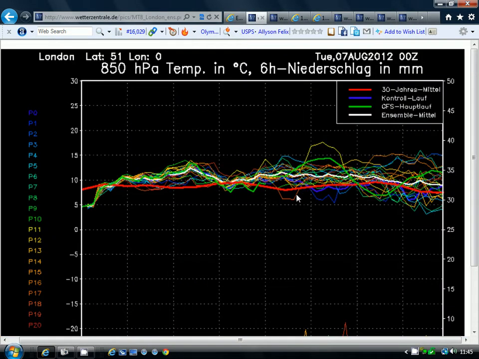So if we have a look at the GFS ensembles, just to back that up, we can see that we are a little bit below average now, but once we get through to tomorrow and beyond that, we go above average, and we're going to stay above average if the GFS is forecasting for quite some time.